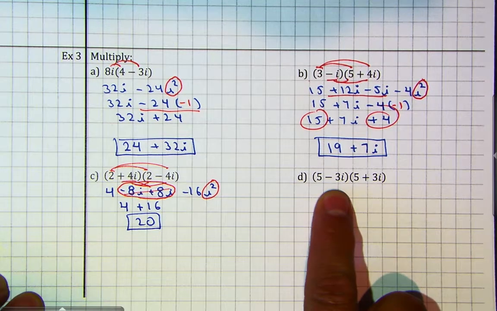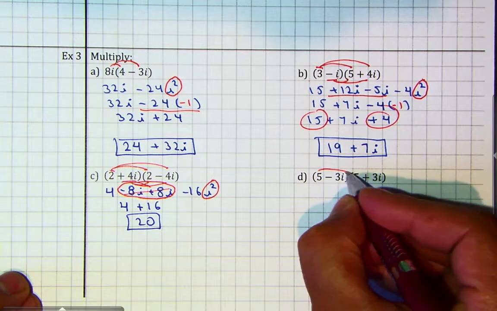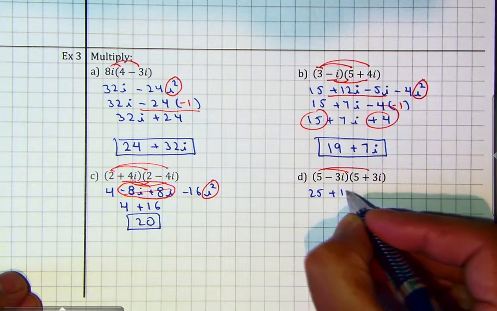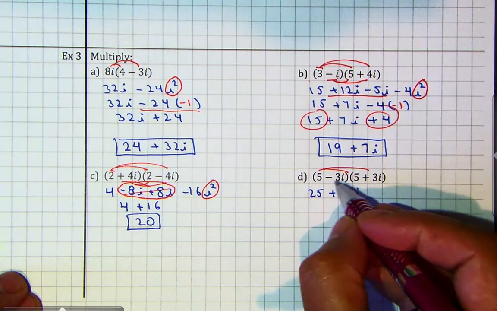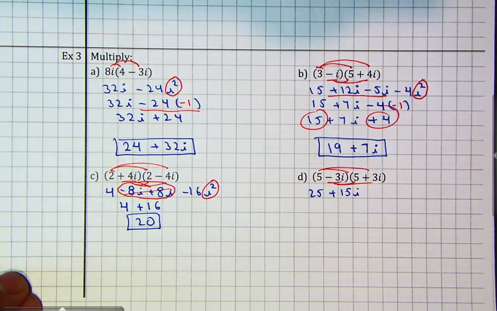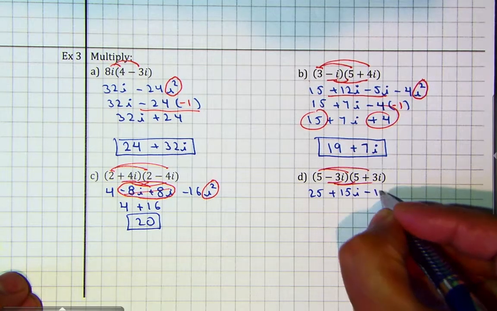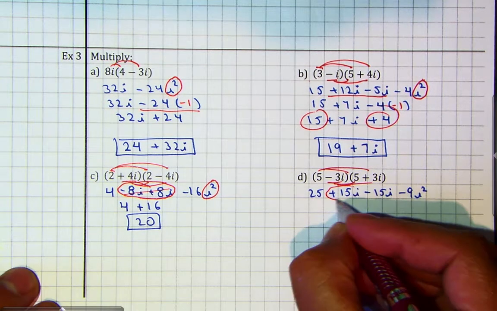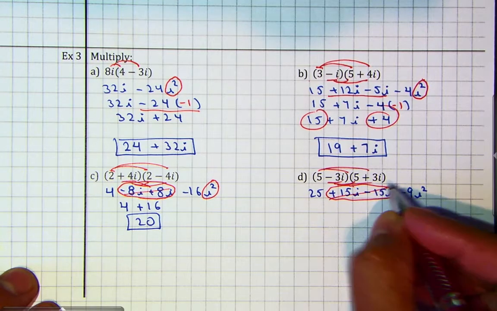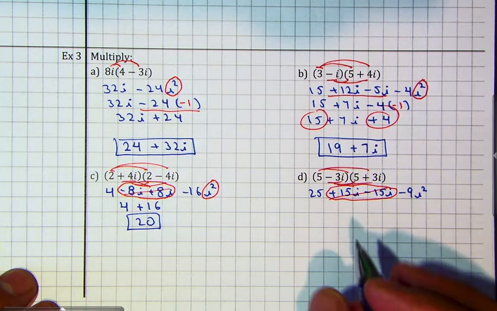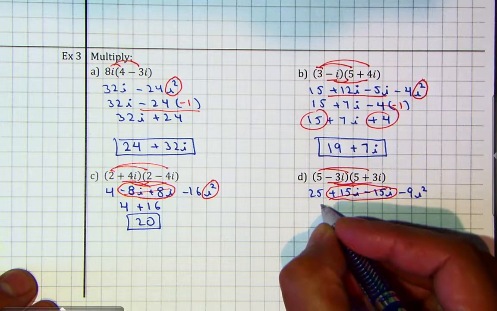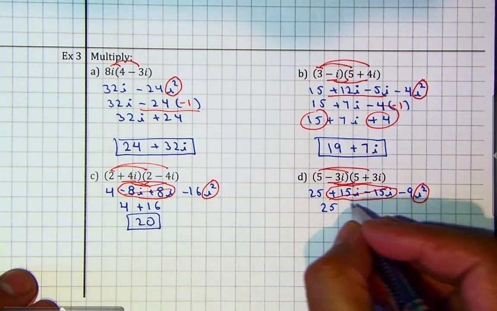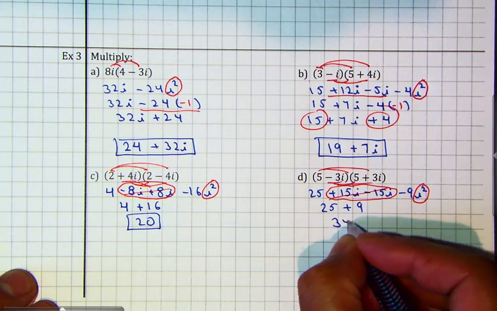I'm going to do the same thing with letter D. I'm going to use my distributive property to multiply the 5. That gives me 25 plus 15i. Distributive property by multiplying the negative 3i. So negative 15i minus 9i squared. I'm going to combine my like terms, and what happens once again? They cancel out. 15 minus 15 is 0i, so that gives me 25. i squared is equal to negative 1, times the negative gives me a positive 9, so therefore that'll be 34.